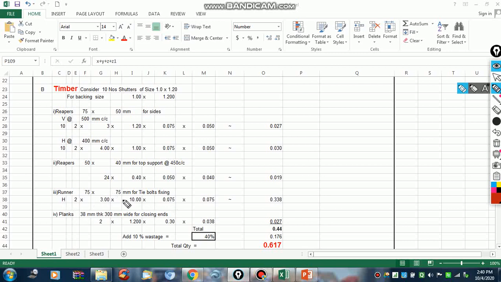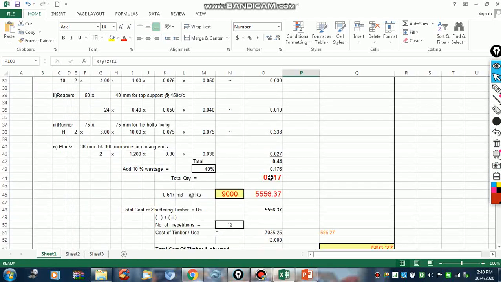Horizontal 2 into 3 into 10 into 0.075 is equal to 0.0338. Planks 38 mm thick, 300 mm wide for closing ends: 2 into 1.2 into 0.3 is equal to 0.038. That means a total of 0.044 cubic meter. Add 10% wastage, 0.176. Total quantity required is 0.617 cubic meter.